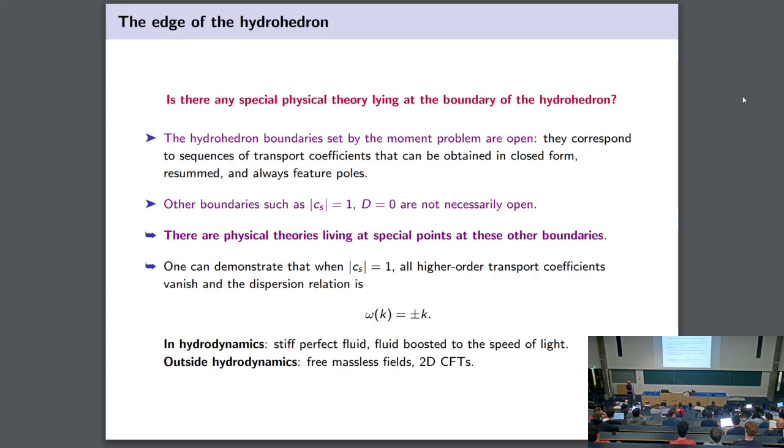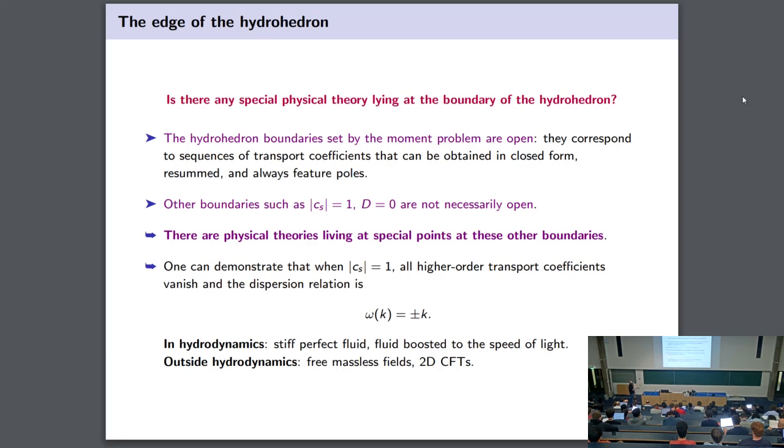And for the sake of time, I'm just going to tell you very briefly something about the hydrohedron boundaries. It turns out that the boundaries of the hydrohedron set by the moment problem are open. This we showed explicitly by a full computation. So there is no special theory living at those boundaries, but other boundaries, which are set by conditions that may emerge from a local analysis around k equals 0, are not necessarily open.